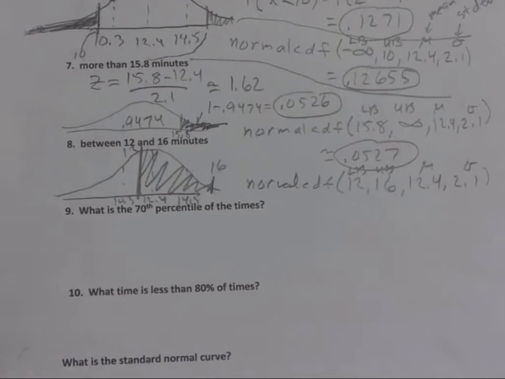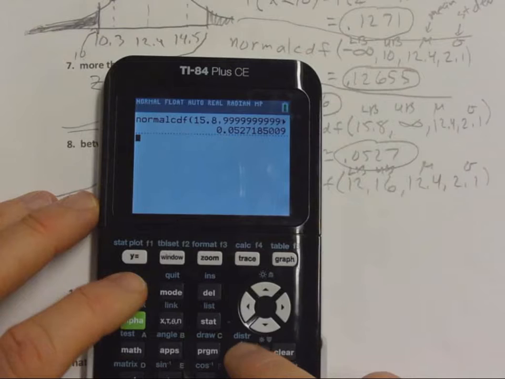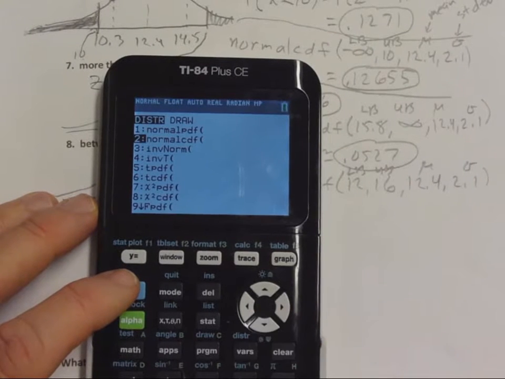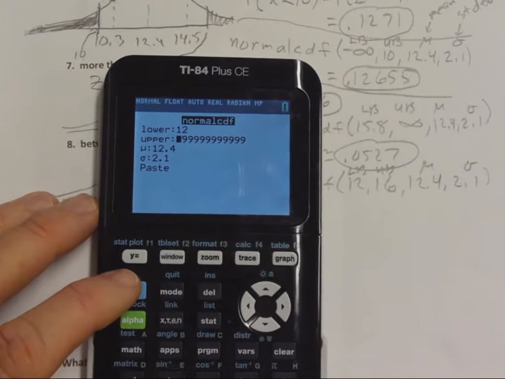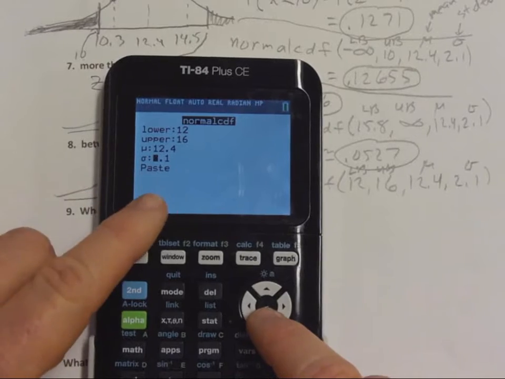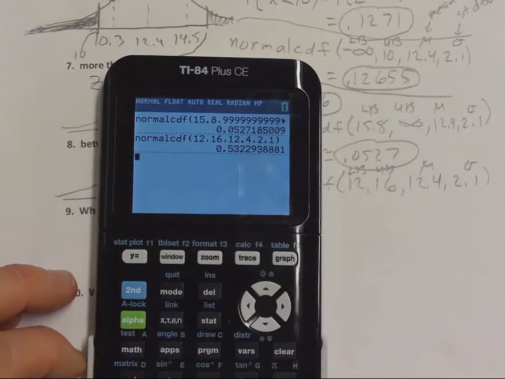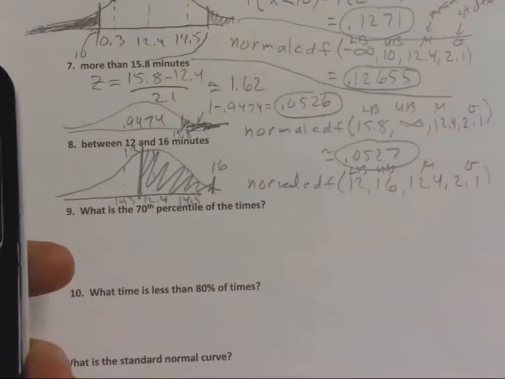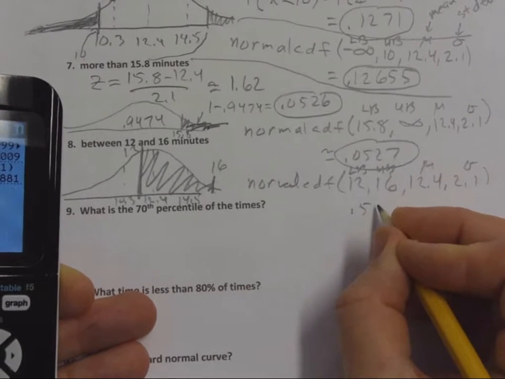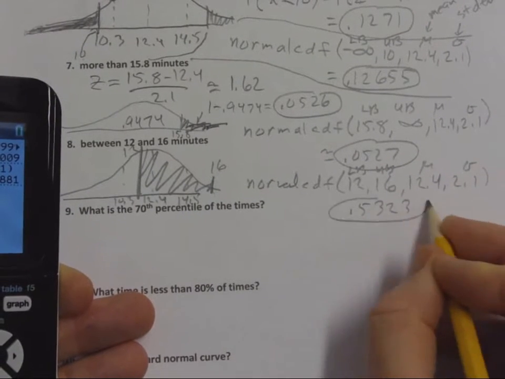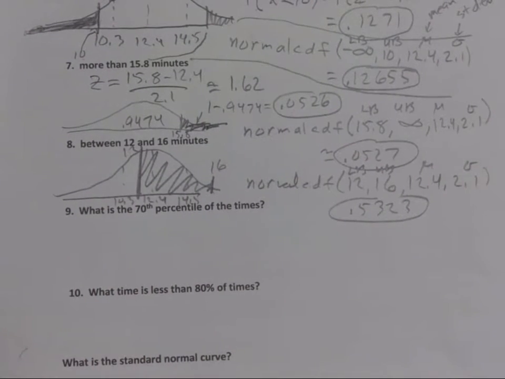Here we go. And so normal CDF, second distribution, normal CDF from 12 to 16, mean of 12.4, standard deviation of 2.1, and so it's 0.5323. And if you wrote all of that, that's considered showing your work. Okay, those normal CDF problems are kind of the heart of the chapter.